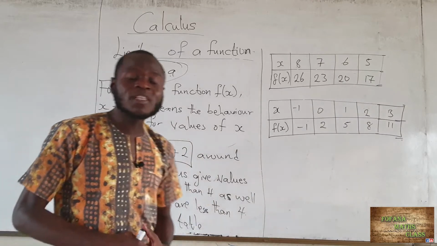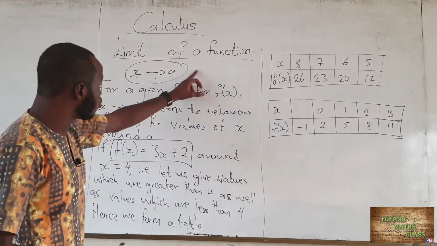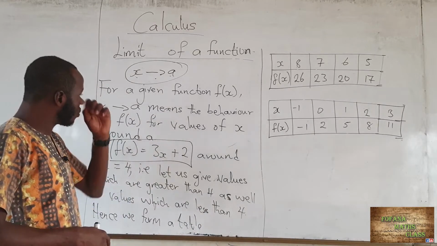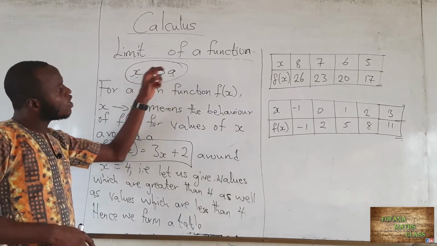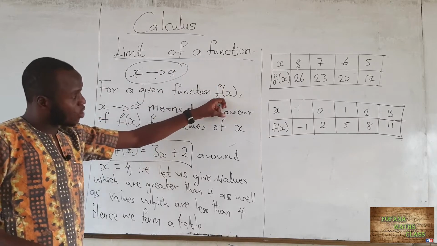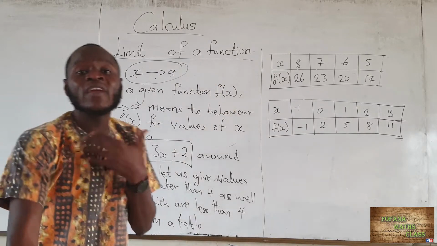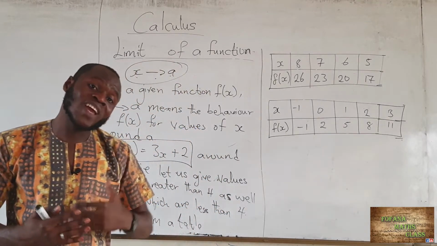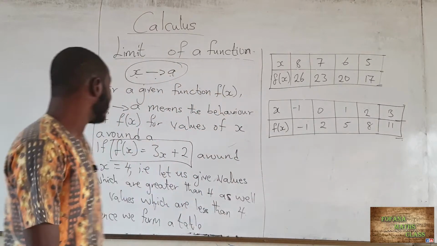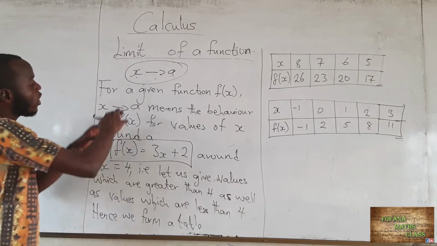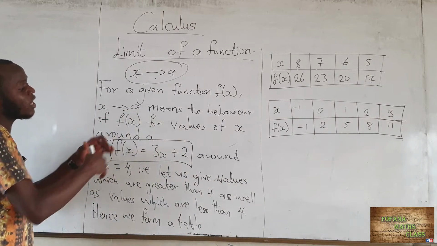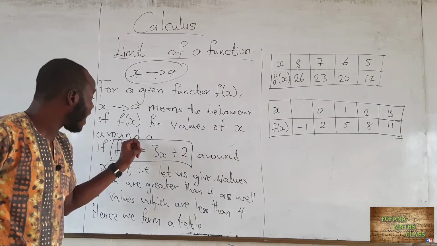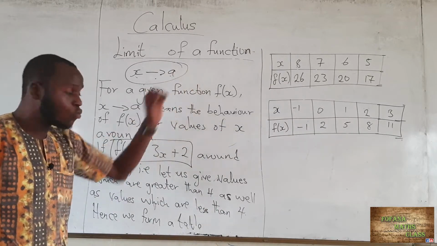So a function in x will be given to you, and values of x will also be given to you. When you substitute those values of x, which is the a, into that particular f of x, what will be the behavior of f of x? Will f of x increase or will it decrease? That is what we are going to look at. So x approaches a is just telling you the behavior of f of x for values of x around a, around the value that will be given to you.